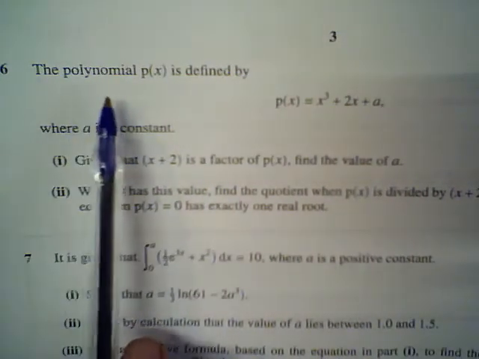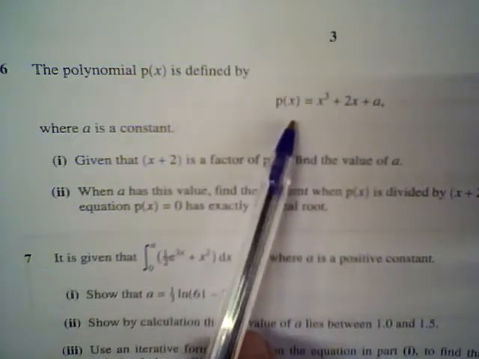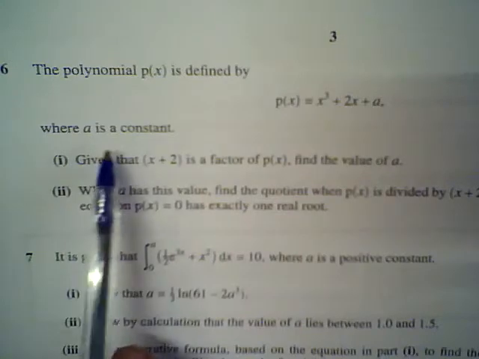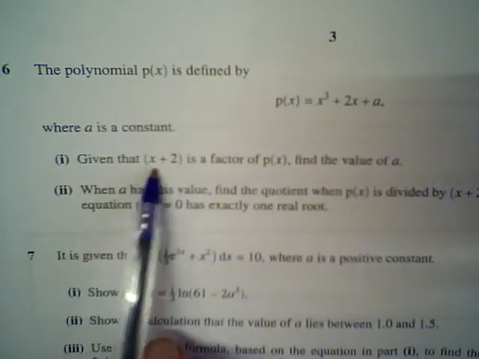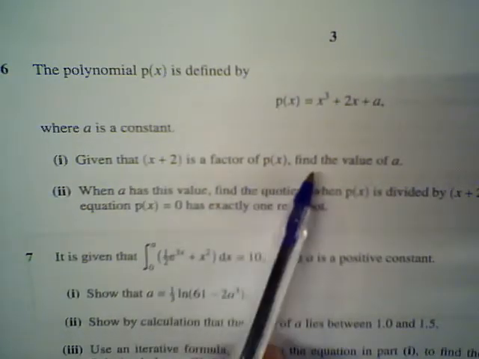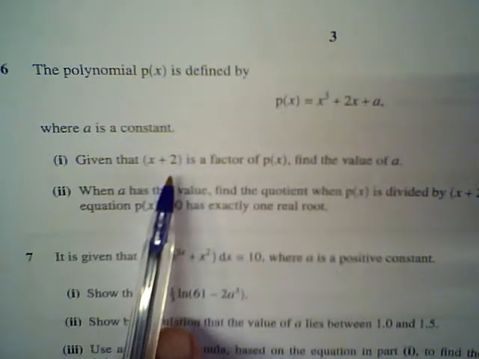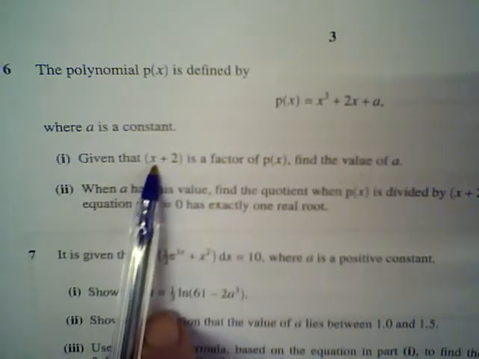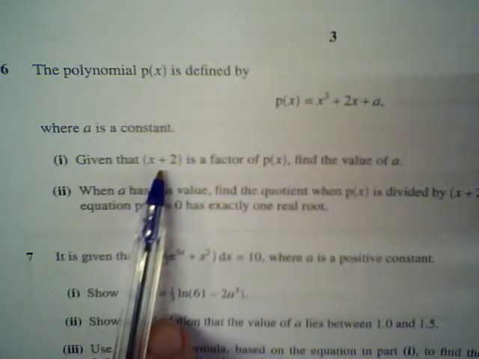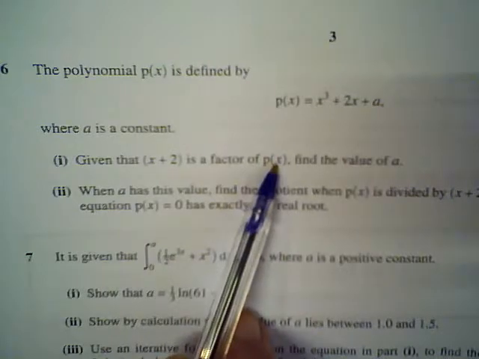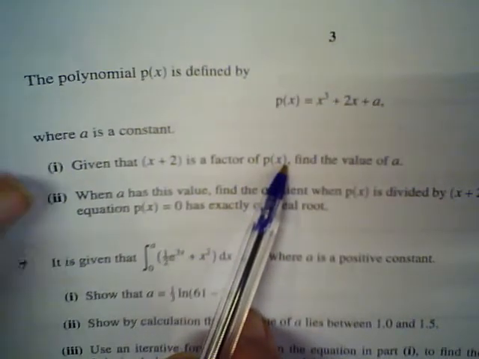So here we have a polynomial p(x) defined by x cubed plus 2x plus a, where a is a constant. Given that x plus 2 is a factor of p(x), find the value of a. So here we can use the factor theorem. The factor theorem is, if I set x plus 2 equal to 0, the remainder of my p(x) function would be 0. So let me quickly do it for you guys.